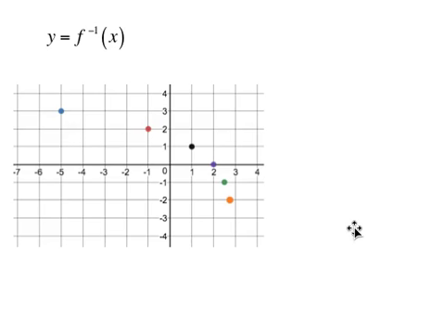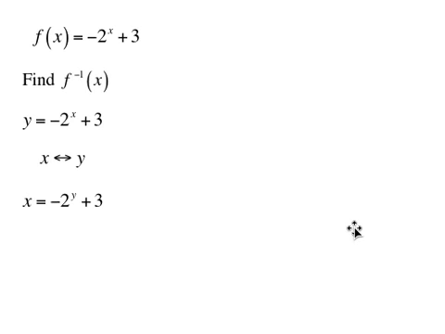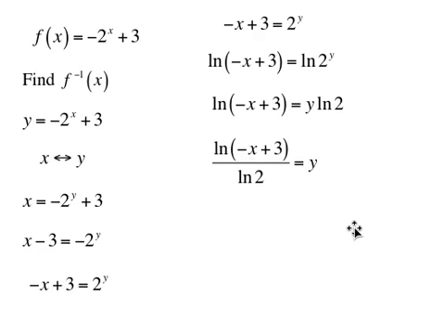Now, can we find an equation that will define that? So we have f of x is -2 to the x plus 3. Find f inverse. So y is -2 to the x plus 3. Switch x and y. X becomes y, y becomes x. X is -2 to the y plus 3, subtracting 3 from both sides. Multiply both sides by -1. Little tricky here. -x plus 3 is 2 to the y. Then take the natural log of both sides. Natural log of -x plus 3 is natural log 2 to the y. Y comes down front, divide by log 2, and that is our function for f inverse of x.